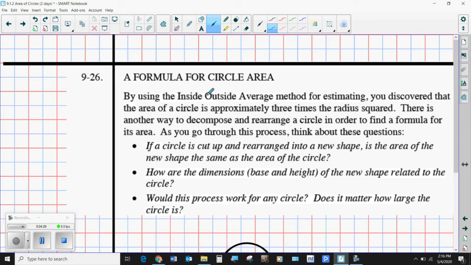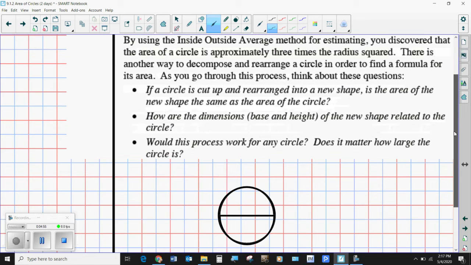It says, by using the inside-outside average method for estimating, you discovered that the area of a circle is approximately 3 times the radius squared. Did we realize that? I'm not sure if we got to that point. But anyway, there is another way to decompose and rearrange a circle in order to find a formula for its area. As you go through this process, think about these questions. If a circle is cut up and rearranged into a new shape, is the area of the new shape the same as the area of the circle?